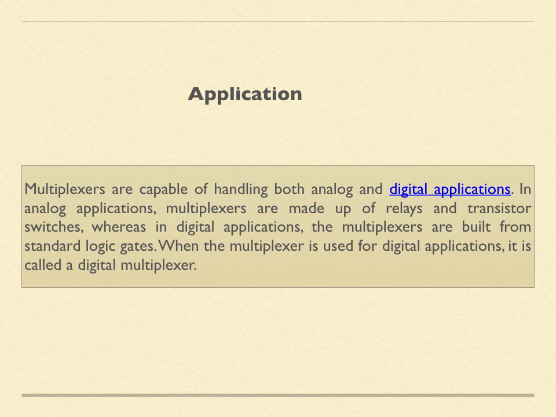Now the application. Multiplexers are capable of handling both analog and digital applications. In analog applications, multiplexers are made up of relays and transistor switches, whereas in digital applications, the multiplexers are built from standard logic gates. When the multiplexer is used for digital applications, it is called a digital multiplexer.